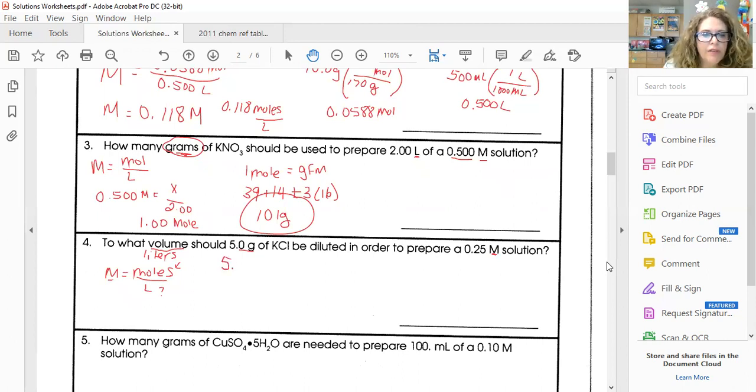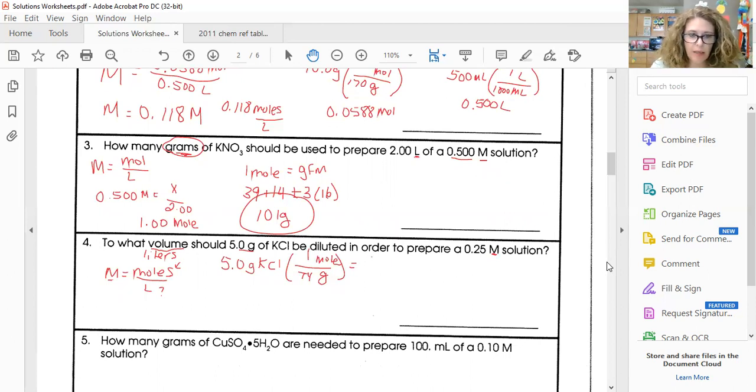I have 5 grams of potassium chloride, and I want to get rid of grams and go to moles. 1 mole is equal to the gram formula mass. So let's take our gram formula mass, right? Potassium has a mass of 39, and chlorine has a mass of 35, so that's going to be 74 grams. Then I take that 5 divided by 74, and that's going to be our moles.